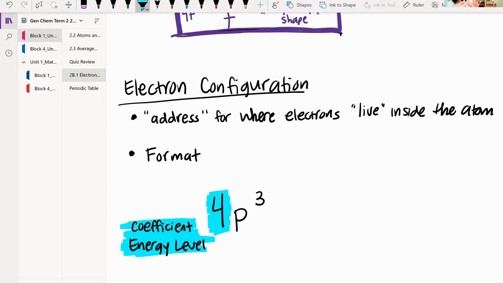Hey, but remember, we can get more specific than that. We can take it a step further. Just like with your physical address, you can tell me what neighborhood you live in, right? Same thing here with electrons. I can be a little bit more specific, and that's where the letter comes into play. The letter, for this case, it's P. That P represents the sublevel, equals the letter.